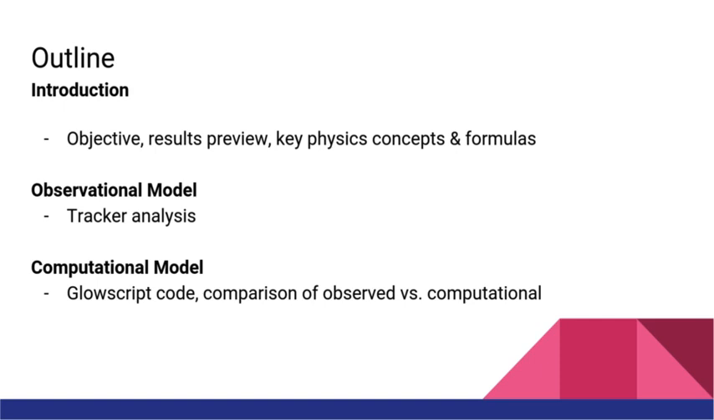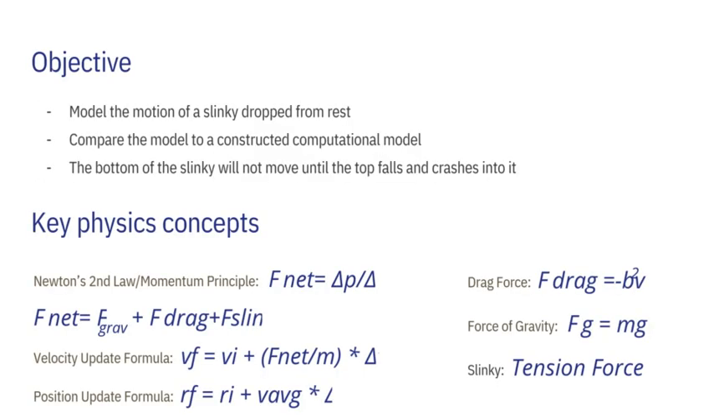For the observational model, we essentially used a stationary camera setup to analyze a video with Tracker to extract positional and time data and then compare these observations with predictions from a computational model based on Newton's second law. For the computational model, we used GlowScript to provide a comparison of our experiment versus the computational one, which would provide results from an ideal situation.